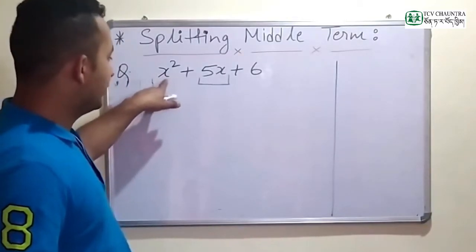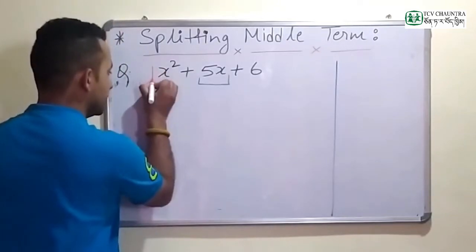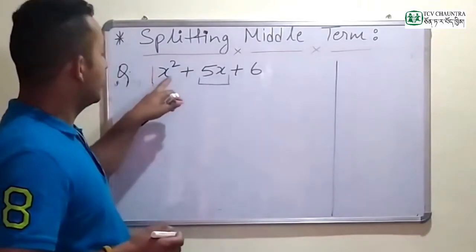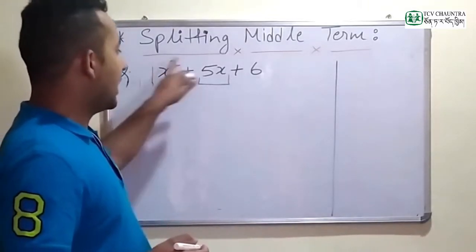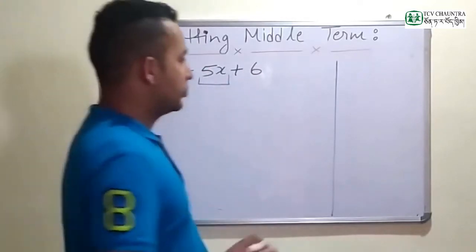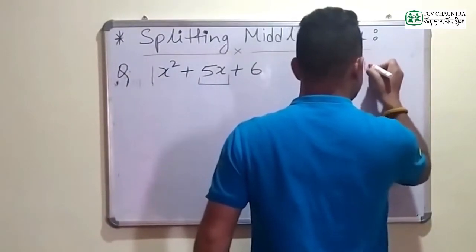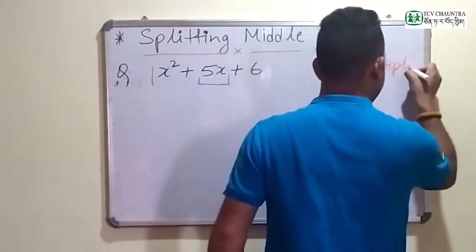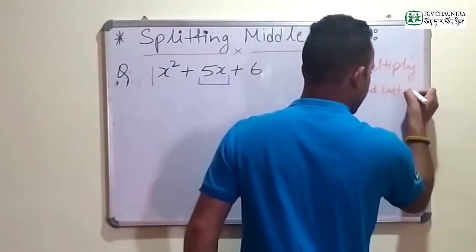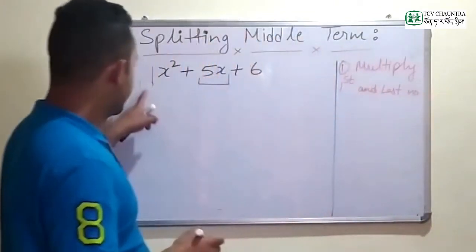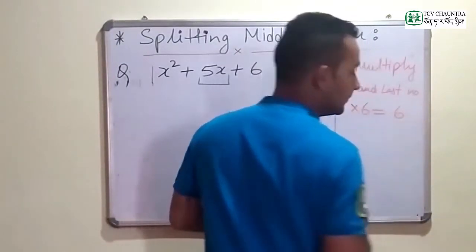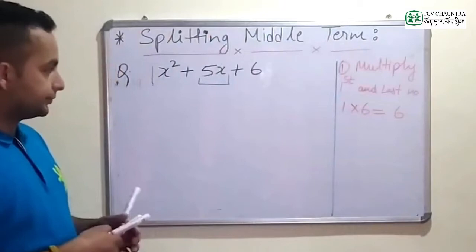Here the coefficient of the variable x is 1. So the variable x coefficient is 1. Now we are going to multiply the first and the last number. So your first number is 1 and the constant number is 6. So first step, you are going to multiply first and last number. So your first number is 1 and the last number is 6. So 1 times 6.